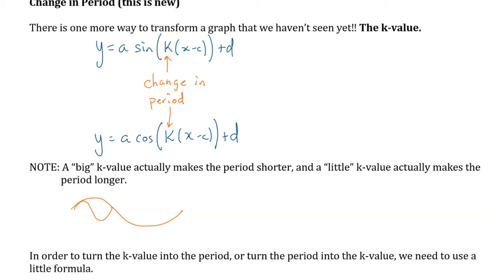But if it's a 2, a 3, or a 4, something like that, that's a big number because it's bigger than one. That actually makes the period shorter. So it's going to take a graph that was long, like 360, and crunch it down. So one whole cycle, what does it mean for the period to be shorter? One whole cycle happens in a smaller space, doesn't take as long. Instead of 360, maybe it's 180. And a little K value, again, in quotations, what do I mean by that? Little means like a fraction. So 1/2, 1/4, 1/3, something like that, a smaller number, smaller than one, bigger than zero, makes the period longer.